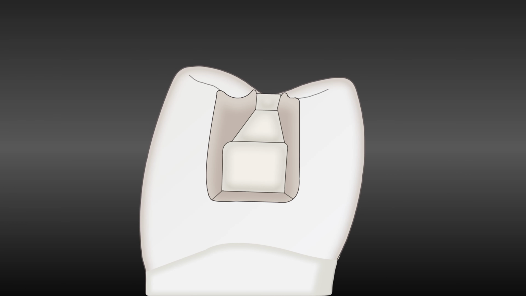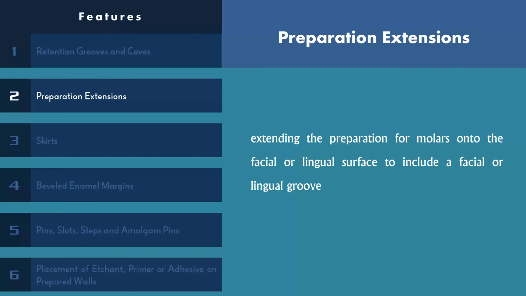We can see that the vertically oriented grooves can be placed only close to the axial wall, or they can be extended till the occlusal extension. So this is normally placed for all cast metal restorations, and we can even place it for dental amalgam restorations.